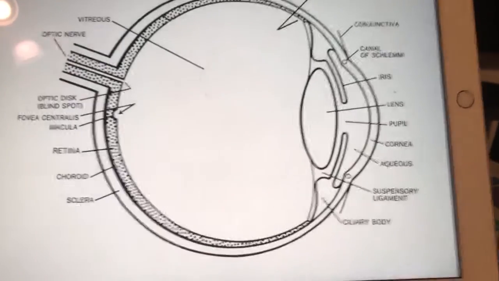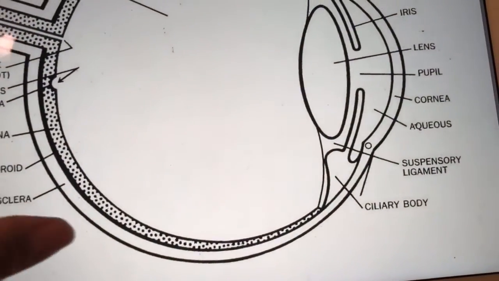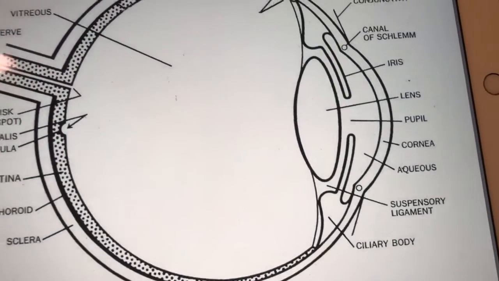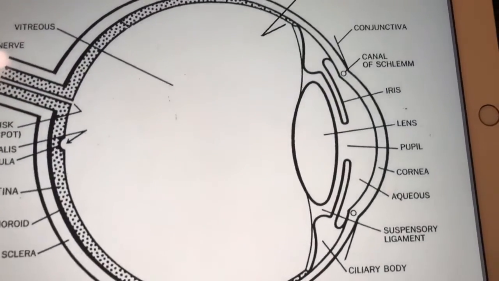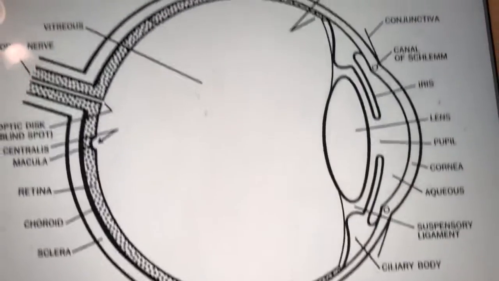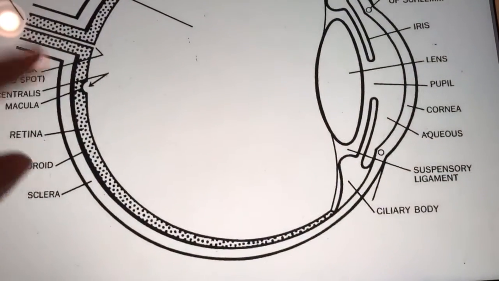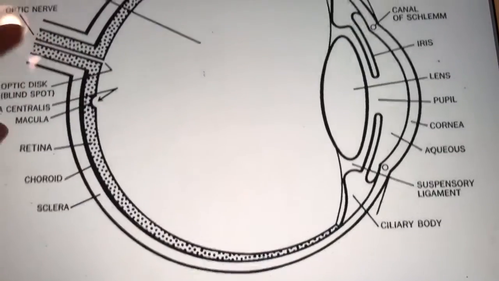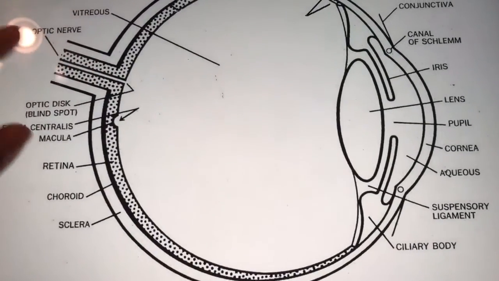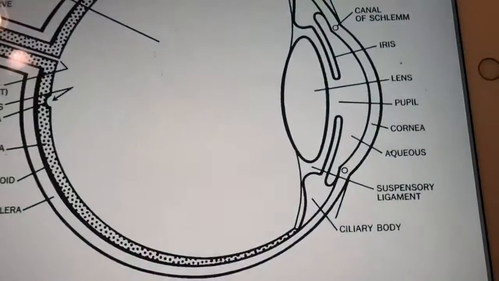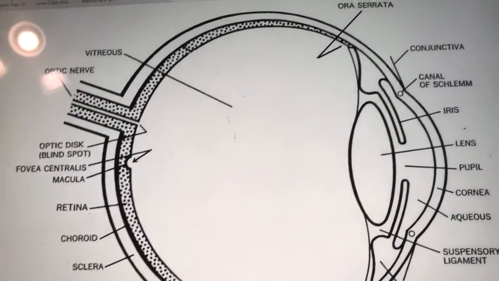So that's my video. The optic nerve here transitions the light from the retina, and converts those impulses for the brain to process.